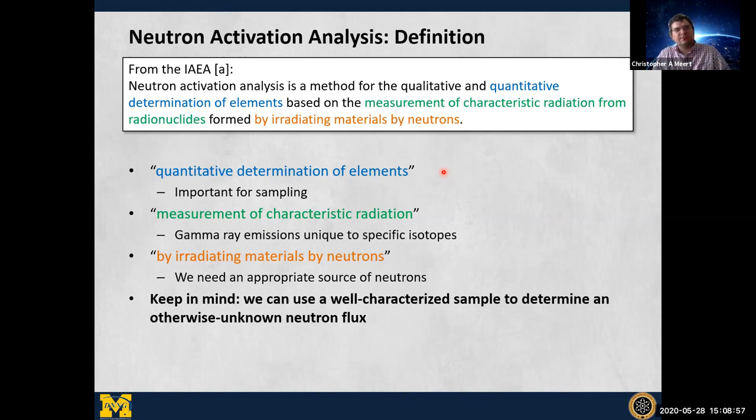And also keep in mind, this definition is about characterizing a sample, but you can sort of invert this problem. You can use a well-characterized sample where you know its physical properties very well, and expose it to an unknown neutron flux to get the flux term. And that's an example we'll do later in this slide set.